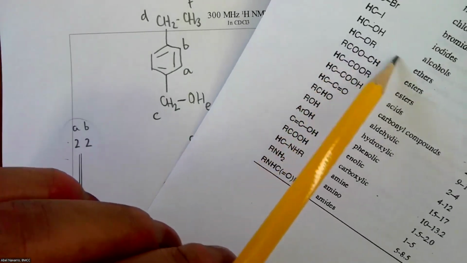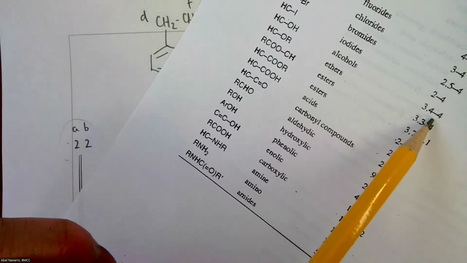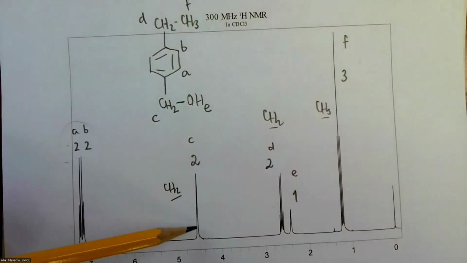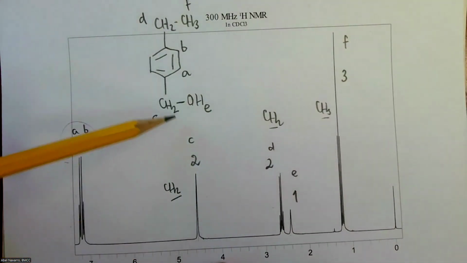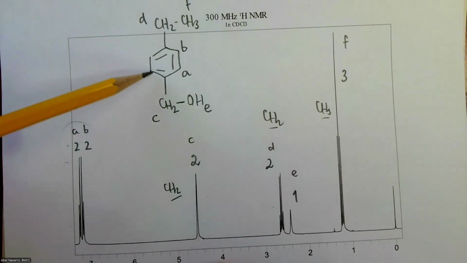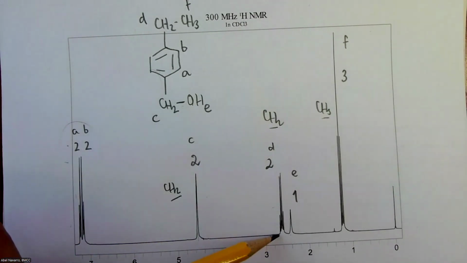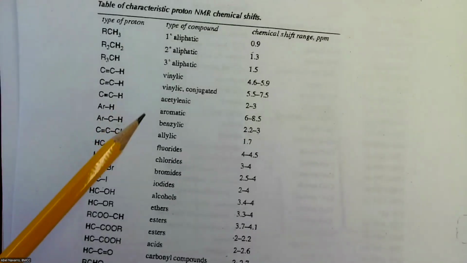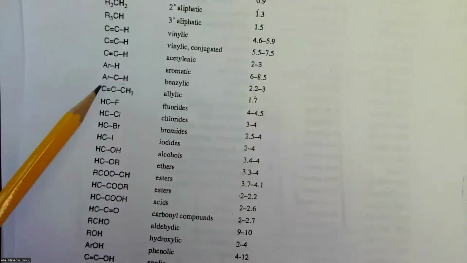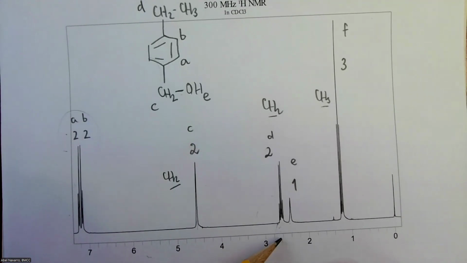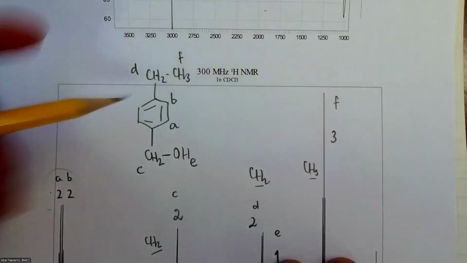Alcohols are between 3.4 and 4, right? CH next to an OH, 3.4 to 4. Yeah. And it got pushed because it's not only that, it's also next to a benzene ring. So that's why it gets even more downfield. That's the benzylic region from 2.2 to 3, right? That's why the CH2 is about 2.6 ppm. Great, that's the structure with the assignments.